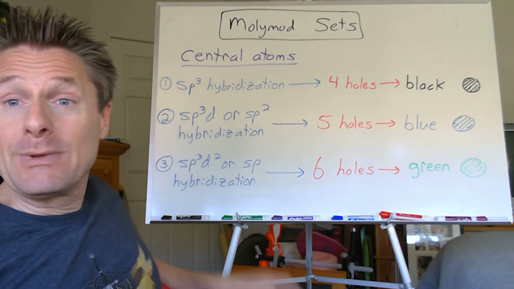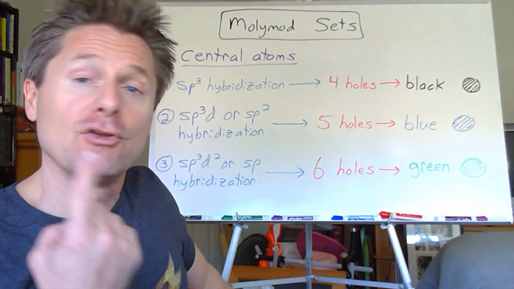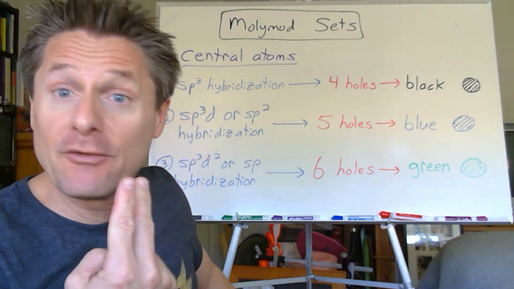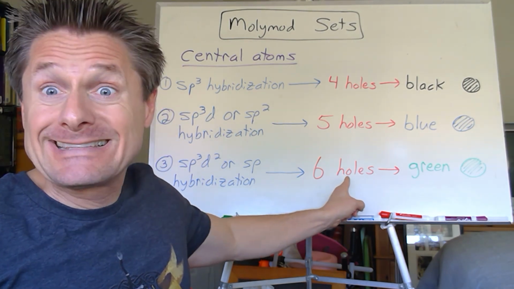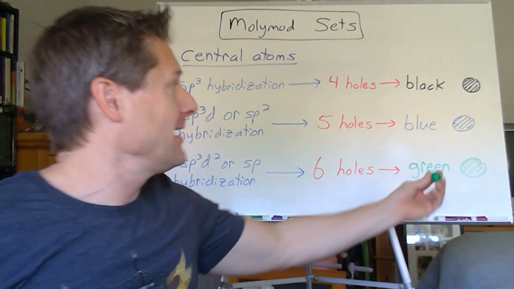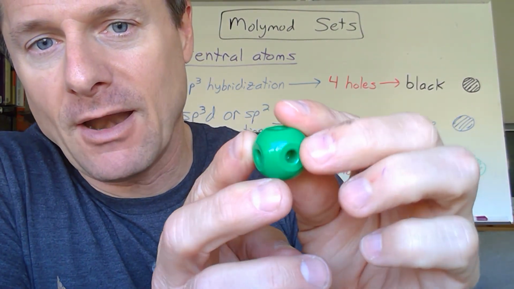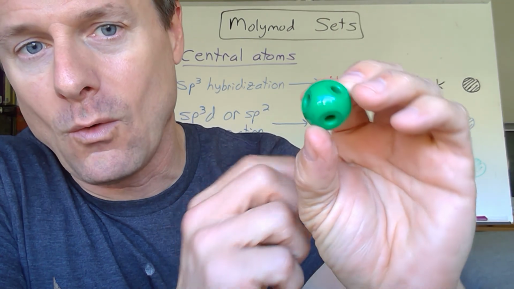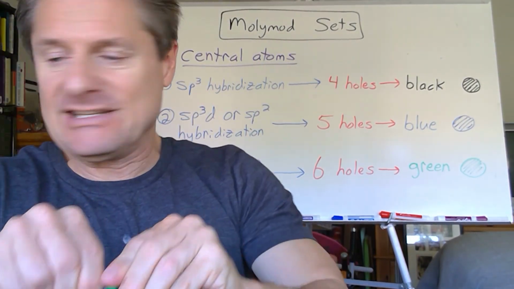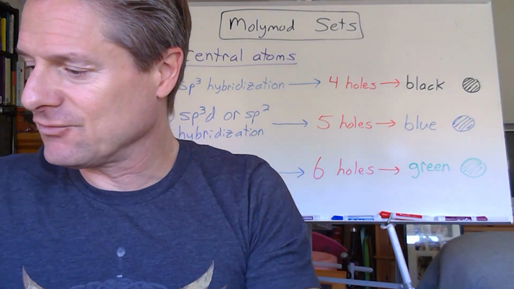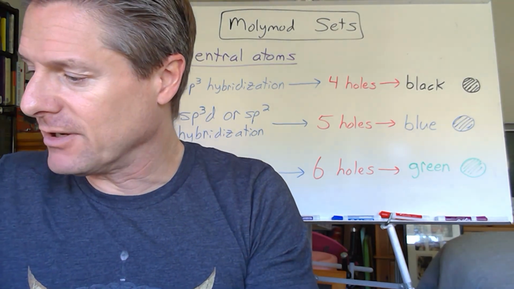Let's say you have sp3d2, 6 electron groups, or sp hybridization, where you're using one of the p orbitals, but not the other two. So you have 2 unhybridized p orbitals, right? So either of those hybridizations, you're going to need 6 holes this time, and that's a green ball, right? So if you look all the way through there, you've got 6 holes in that puppy. So if we have, for example, sp3d2, we're going to have 6 electron groups. Let's pop those all in there. That should give us an octahedral geometry, correct?